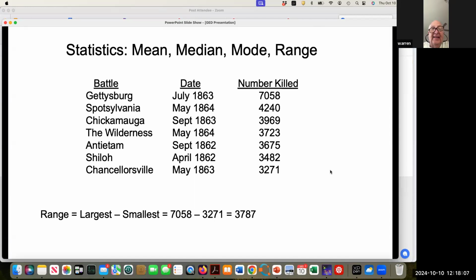Again, you can use a calculator for this problem. So know how to add and subtract on the calculator.